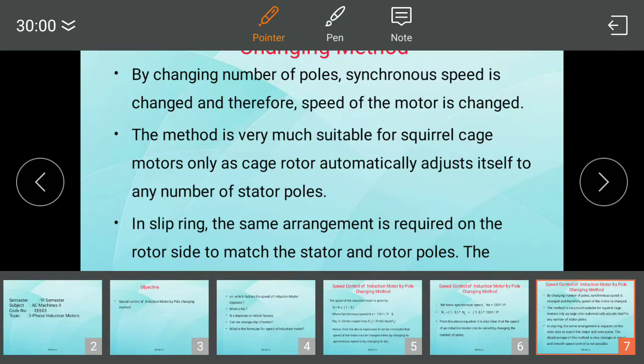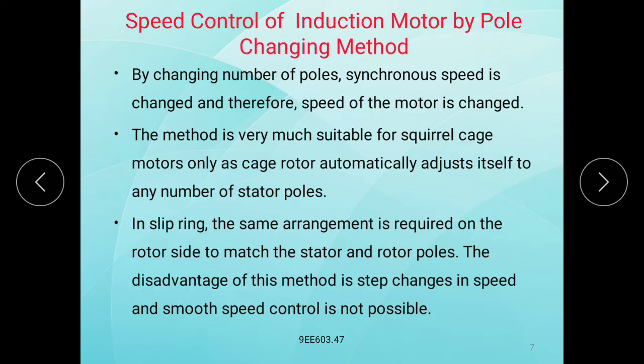The disadvantage of this method is that step changes in speed occur and smooth speed control is not possible.